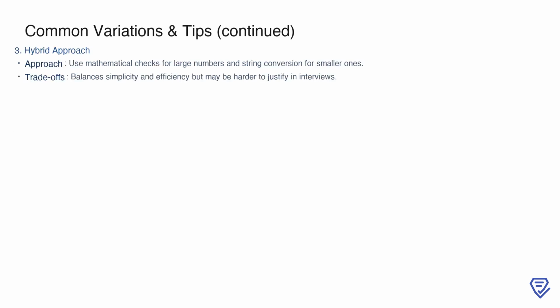Finally, there's the hybrid approach, which combines the strengths of both string conversion and mathematical methods. For instance, you could use mathematical checks for larger numbers to take advantage of their efficiency and fall back on string conversion for smaller numbers, where the overhead is less significant. This approach aims to balance simplicity and efficiency, but it may be harder to justify in an interview setting because of the added complexity. Regardless of the approach you choose, understanding the trade-offs and being able to articulate their pros and cons is key to demonstrating your problem-solving skills.